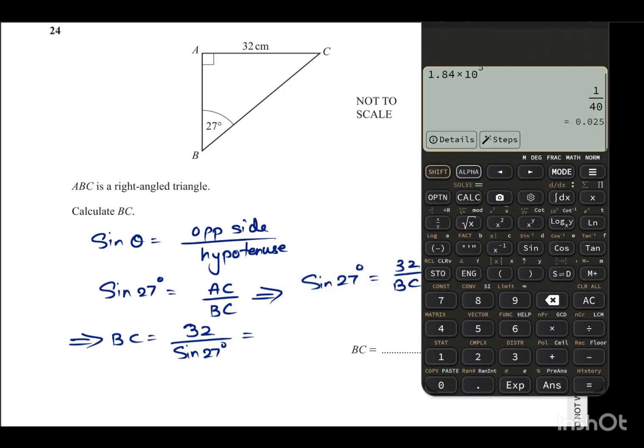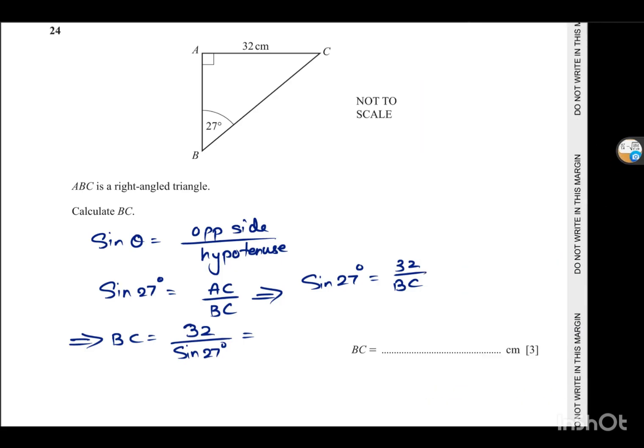Use the calculator now to find out the answer. 32 by sine 27. 70.486. 70.486 centimeters. That we can round to 70.5 centimeters. The answer is 70.5. That's all, students. This was the last question.